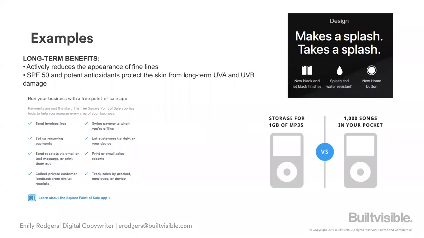So the one at the top actually talks about long-term benefits. And the one to the right in the corner where it says make a splash, that's talking about how the phone, I think it is, it's waterproof. It only says it very briefly, but from that copy you can tell that that is a feature of the phone. And then there's a nice little comparison underneath that. So instead of saying storage for 1 gigabyte of MP3s, it says that it gets 1,000 songs in your pocket. People don't necessarily understand jargon. They want that talk unpicked, and they want to know exactly what you mean and how that's going to benefit them.